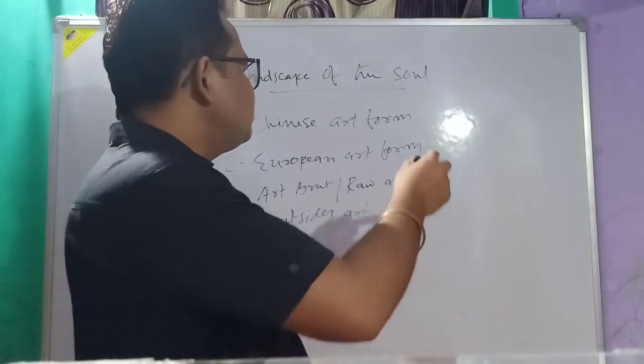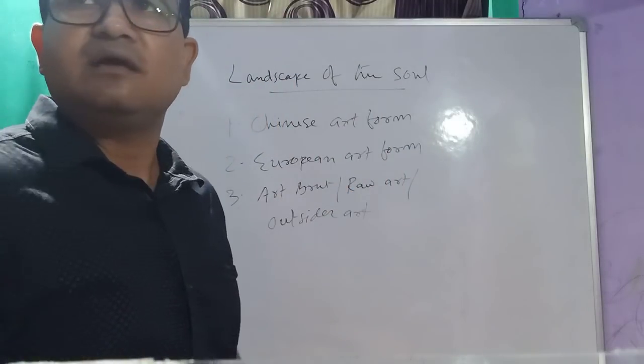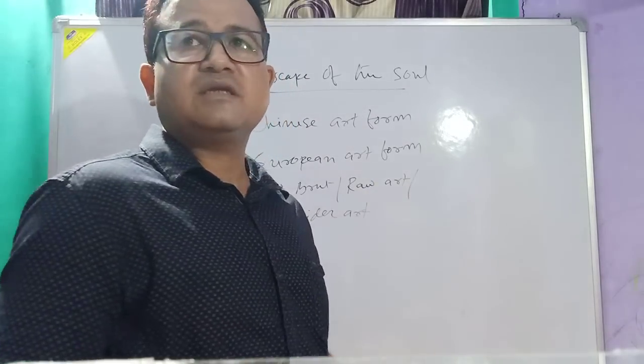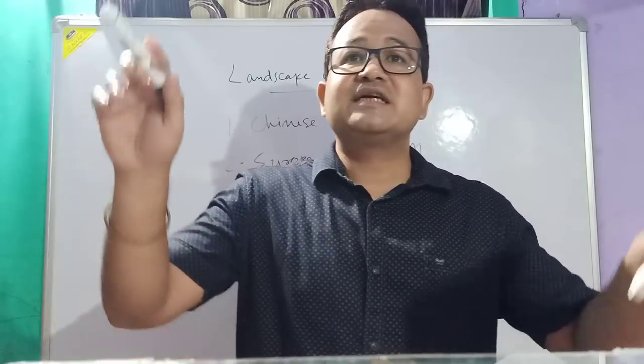So the landscape which is drawn, there is a mountain in the landscape, and he told the emperor that at the foot of the mountain, that means at the bottom of the mountain, there is a cave.